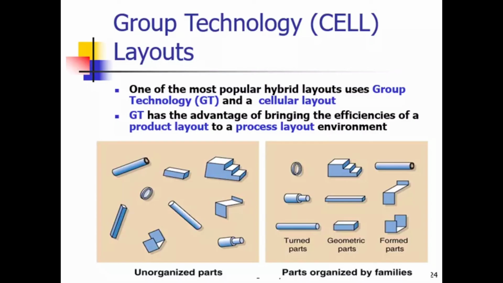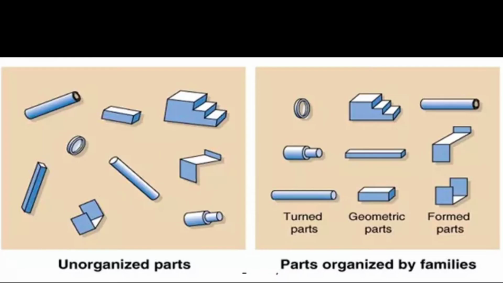Group technology or cell layouts is one of the most popular hybrid layouts, uses group technology or GT and a cellular layout. GT has the advantage of bringing the efficiencies of a product layout to a process layout environment. As you can see, these are the unorganized parts and these are the parts organized by families, which has turned parts, geometric parts, and formed parts.